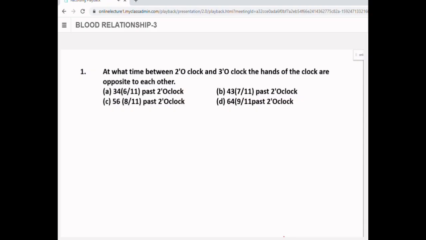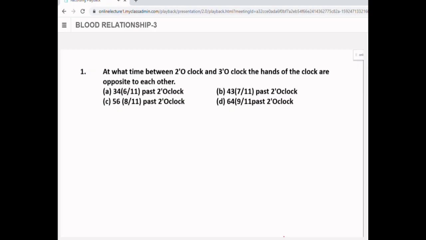At 2 o'clock, where will our hand be? On which digit? Don't get confused. Our hand, the small hand, at 2 o'clock sharp, will be at 2.